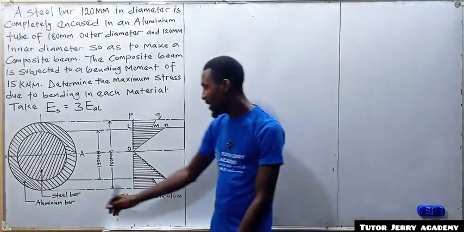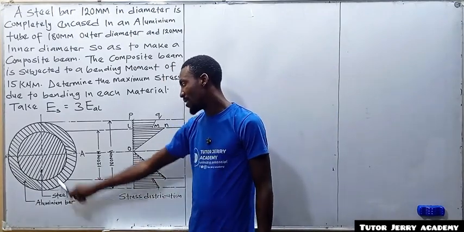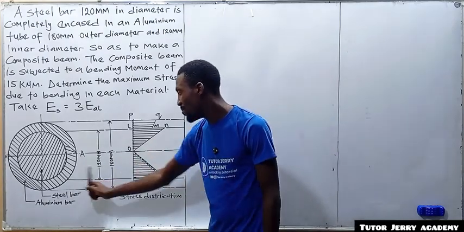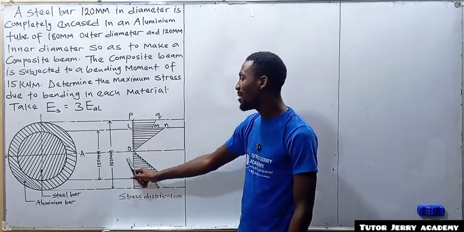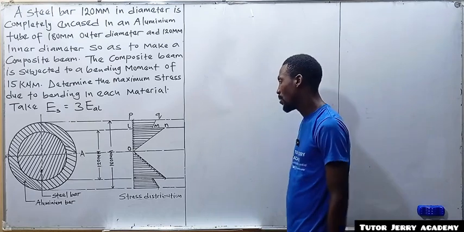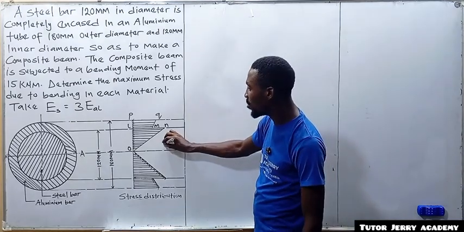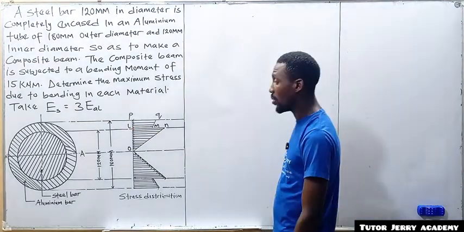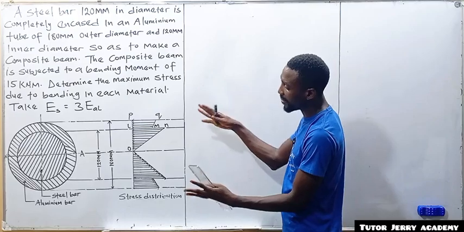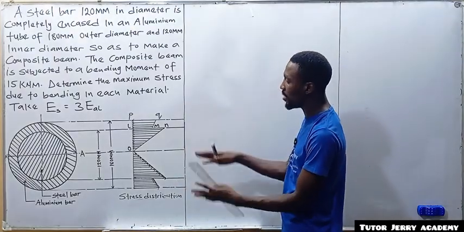All right. So this is our aluminium bar. This is our steel bar, right? And the diameter of the steel bar is 120 mm. The diameter of the aluminium bar is 180 mm. All right. So this is the stress distribution diagram due to the combination of the steel bar and the aluminium bar.